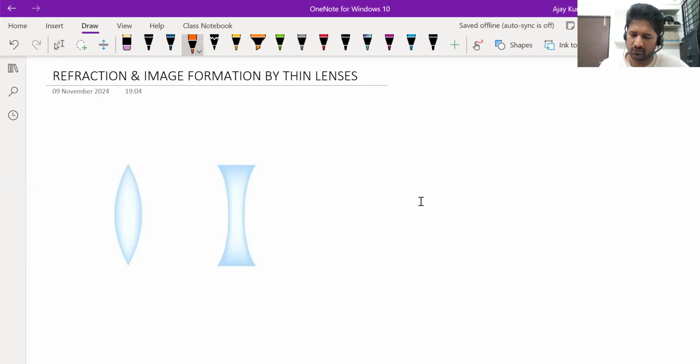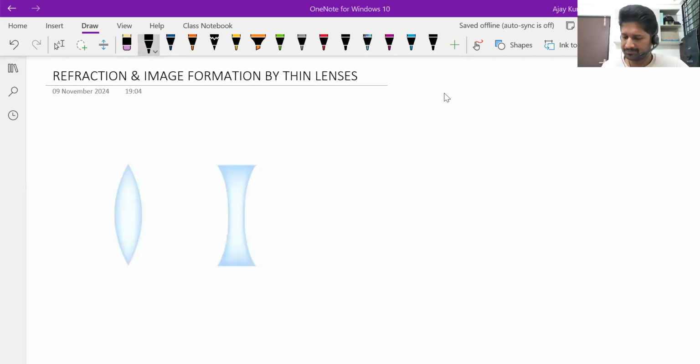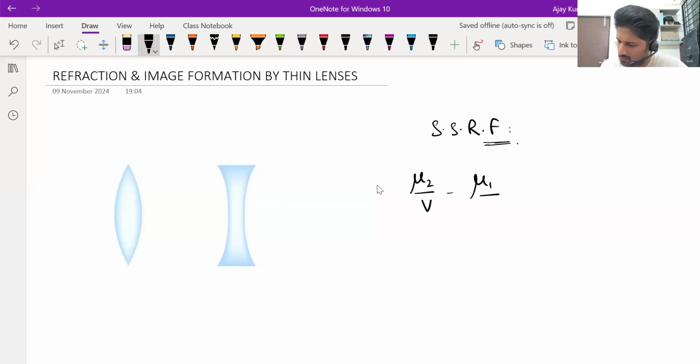Fine. And we will consider the lenses to be spherical lenses, meaning each surface of the lens is part of a sphere. Fine. Can one of you quickly tell me the spherical surface refraction formula? The relation between object distance and image distance from a spherical surface. Okay. It is mu2 by v minus mu1 by u is equal to (mu2 minus mu1) by R. Mu1 is the refractive index of the medium in which the incident rays are traveling, and mu2 is the refractive index of the medium in which the refracted rays are traveling.